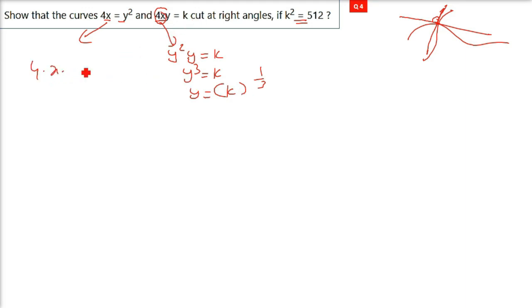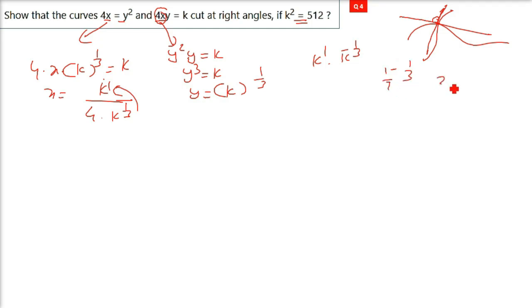4 into x into k raised to 1 by 3 is equal to k. I'm just saying that when you get y equals k raised to 1 by 3, which is the cube root of k, then x can be computed. So x and y are the points of intersection of these two curves. And these powers you can manage, okay? K raised to 1 here, k raised to 1 by 3 here, 1 by 3 goes up, 1 minus 1 by 3 is of course 2 by 3. So you can write it as k raised to 2 by 3 divided by 4, and this is x, and y is k raised to 1 by 3.